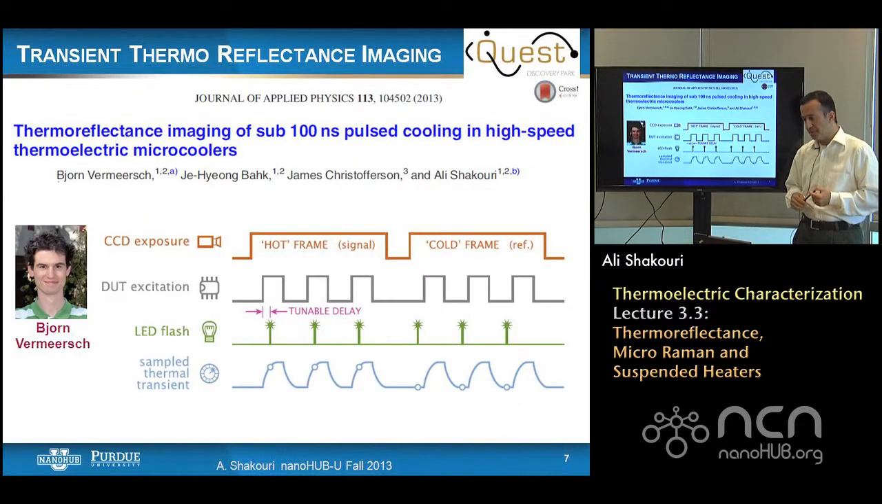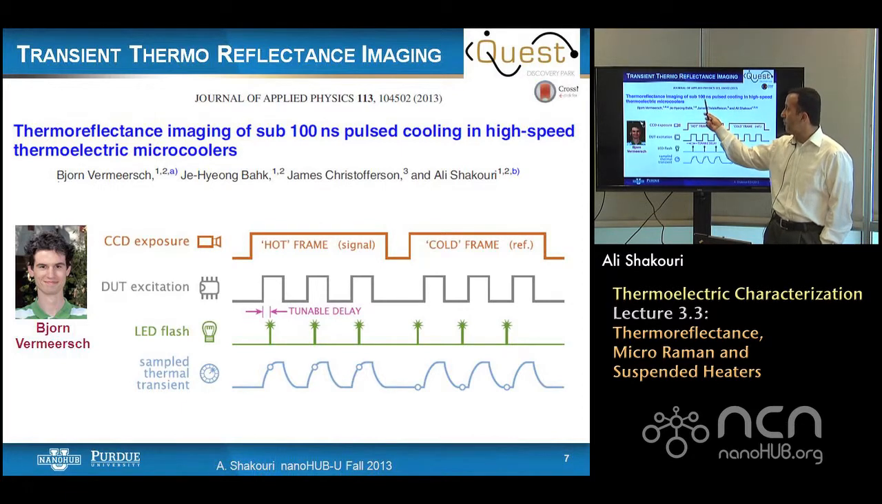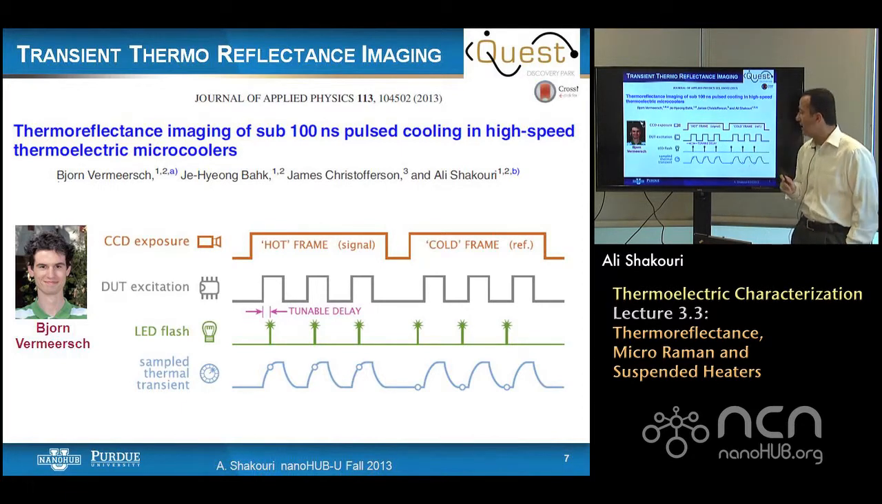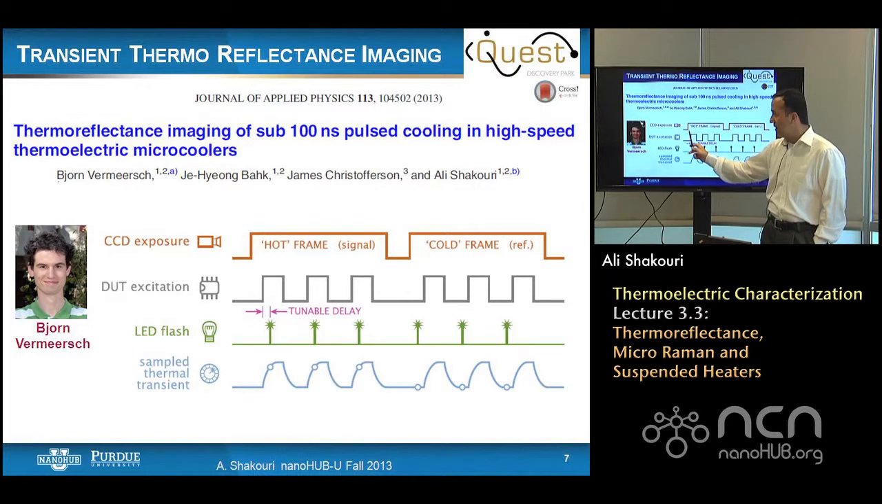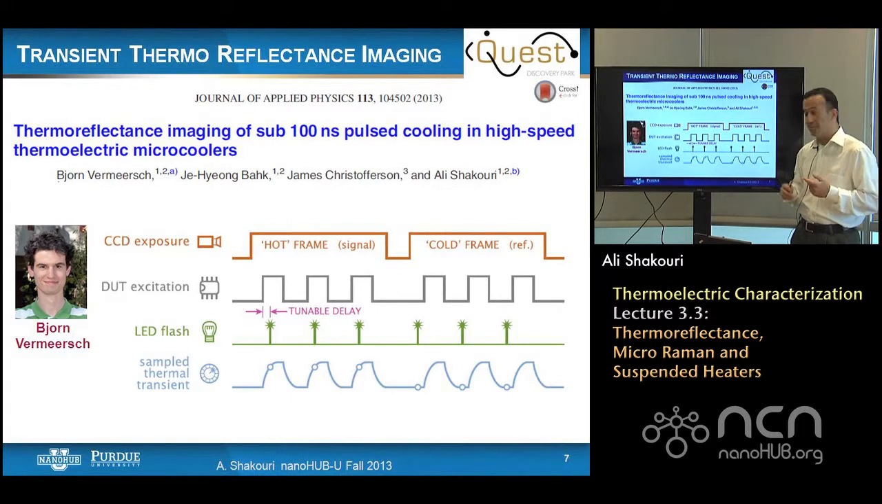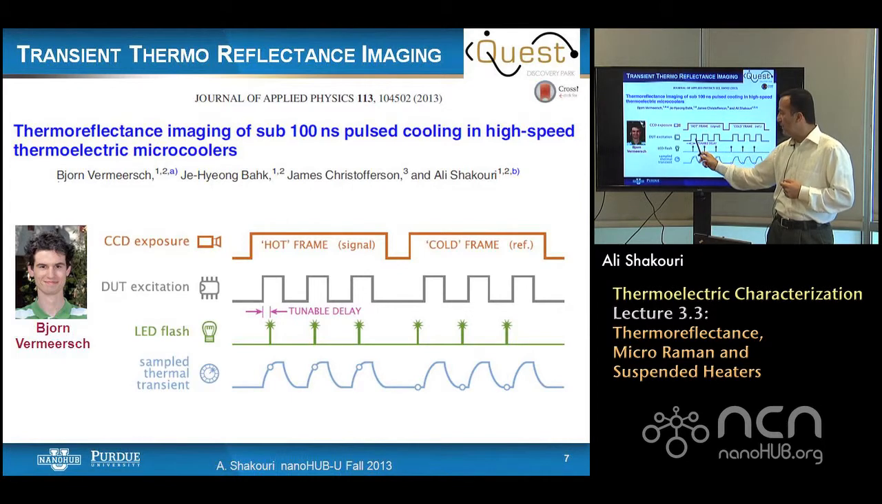Here is a recent paper that came out a couple of months ago that describes how this time domain thermal imaging is done. The basic idea is if you want to get 100 nanosecond resolution in time, you take a CCD camera that is typically slow, with frame rates or video rates of 30 frames per second. Within each frame, you can apply multiple pulses to the device. If the device is fast, it heats and cools, basically equilibrating, before the next pulse arrives.